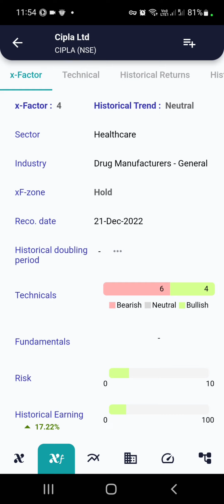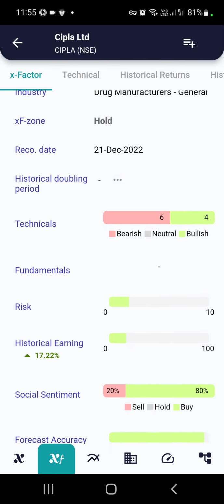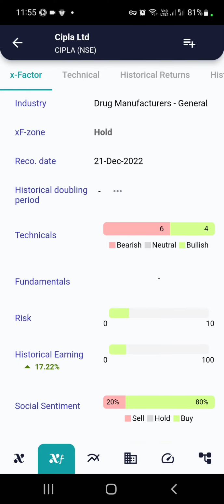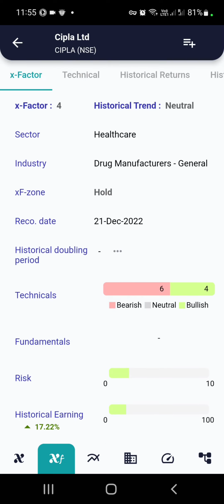The XF zone basically gives you a view on the forecast decision. If the stock has doubled, you would see the historical doubling price here. You see the technicals, the fundamentals, the risk, the historical earnings, the social sentiments, and the historical forecast accuracy. So that's the X factor in short, basically giving a detailed view on what to do with the stock and why you should be considering it.